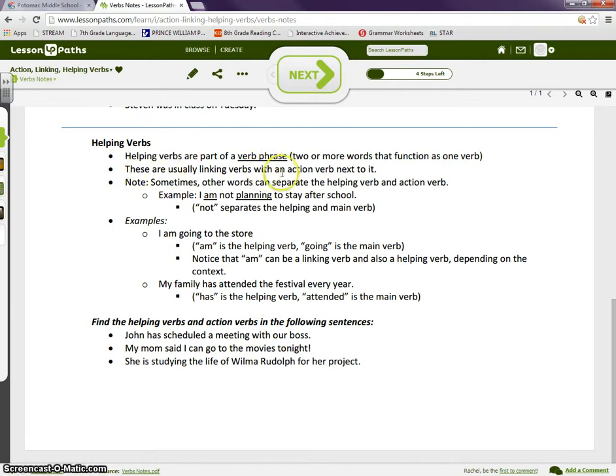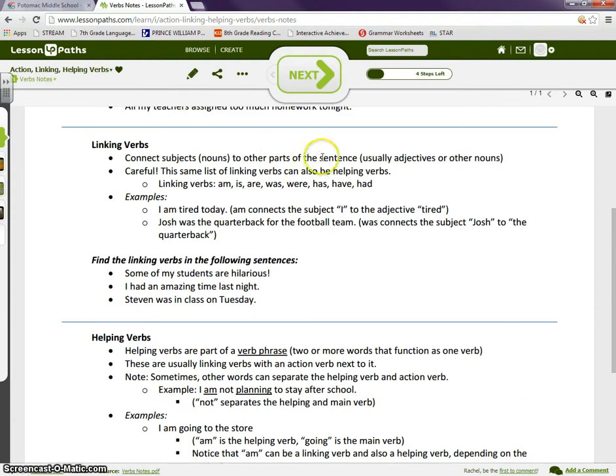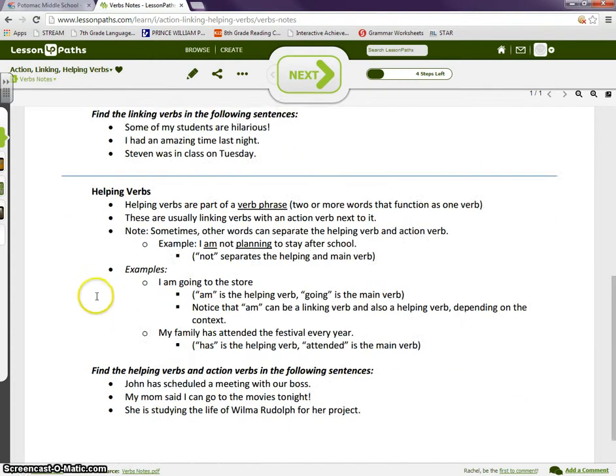Usually they're linking verbs with an action verb next to it. Now remember, we said linking verbs connect adjectives and nouns to our subject. Helping verbs have a verb next to them. Okay, so a lot of the same verbs from linking verbs are also helping verbs, with the exception that there is an action verb nearby, and they're working together to function as one verb. Be careful though, because sometimes they can be separated. So take a look at the example.